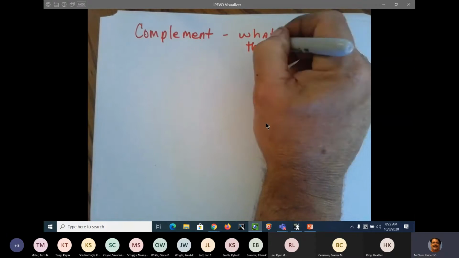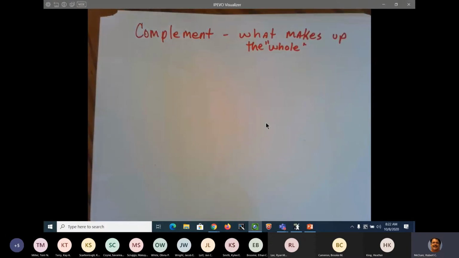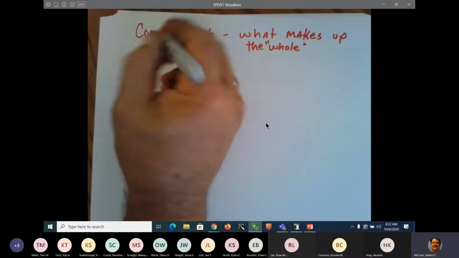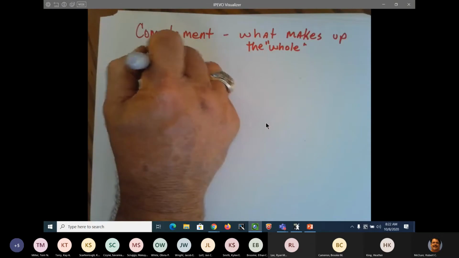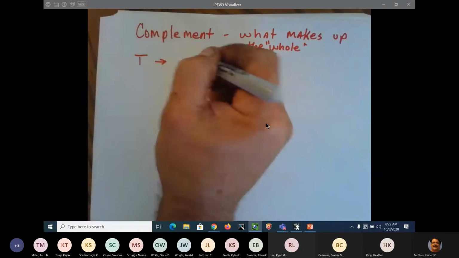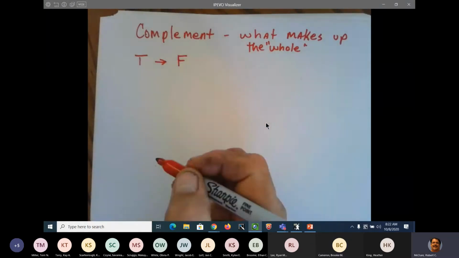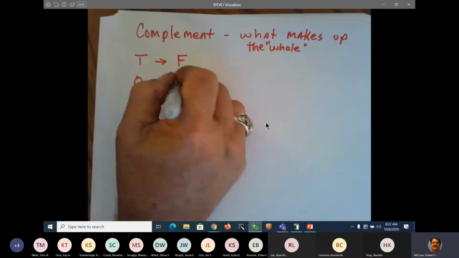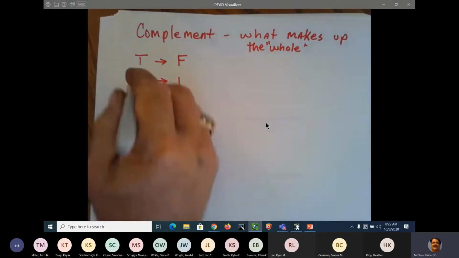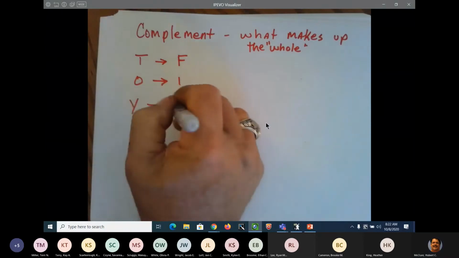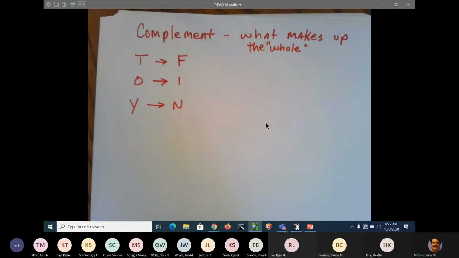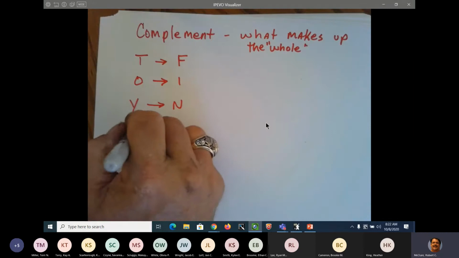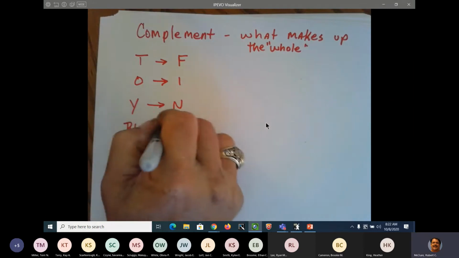Okay, some examples of whole. Some examples of complement. What's the complement of true? False. Thank you. What's the complement of 0? 1. What's the complement of yes? No. What's the complement of black? White.